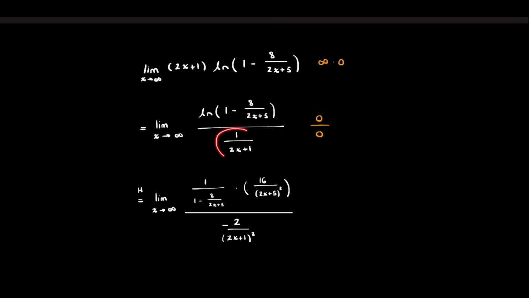Great. And so you can apply a similar idea on the bottom to differentiate this. Think of it as 2x plus 1 to the negative 1, and then apply the power rule, and you'll get this. Don't forget the chain rule. That's how I got the 2 inside.